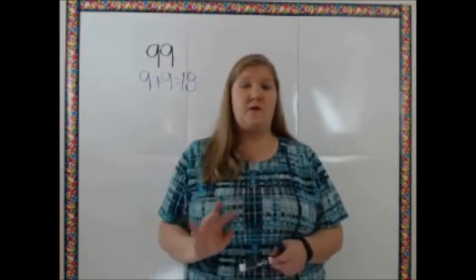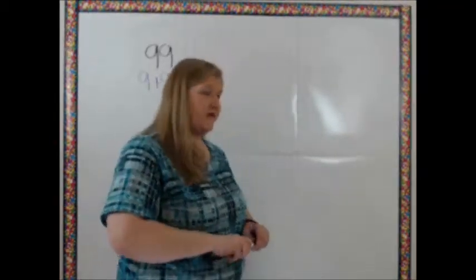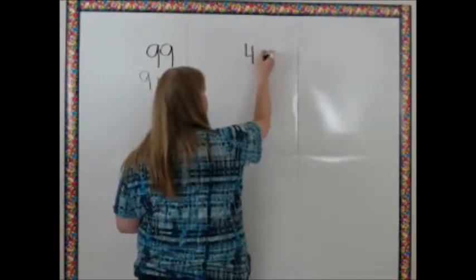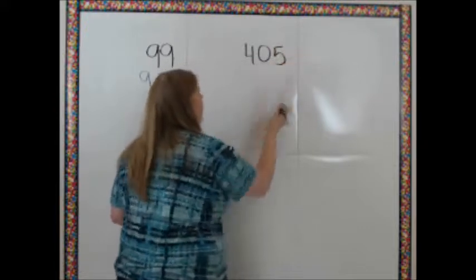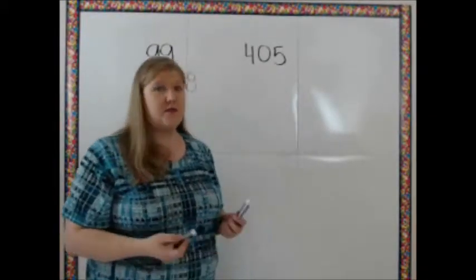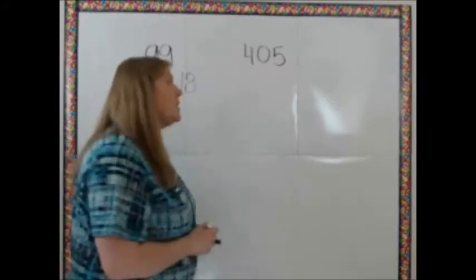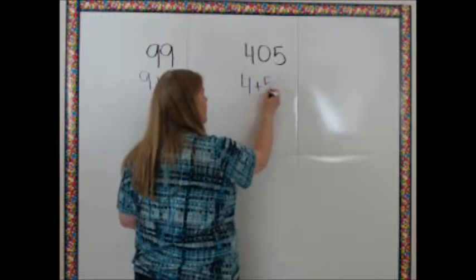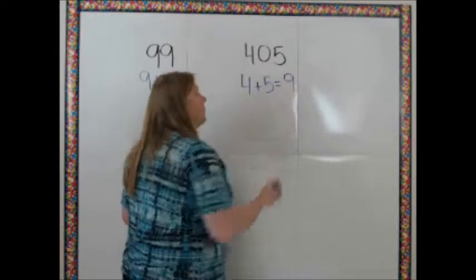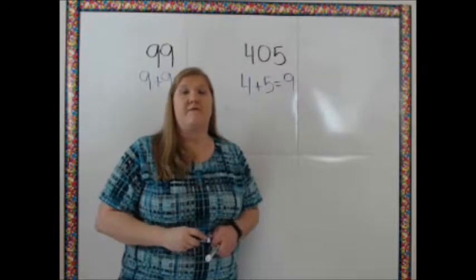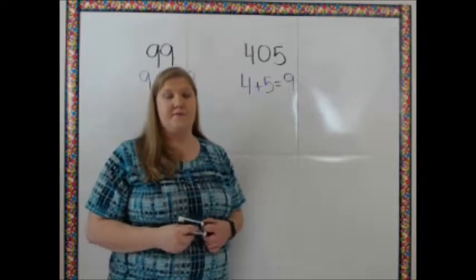All right, let's move on to one that's less intuitive, a 3-digit number. Let's go with 405. Okay? Again, we're going to add up the digits and determine if they are divisible by 9. So we have 4 plus 5 equals 9. 9 is divisible by 9, and so we know that 405 is divisible by 9.